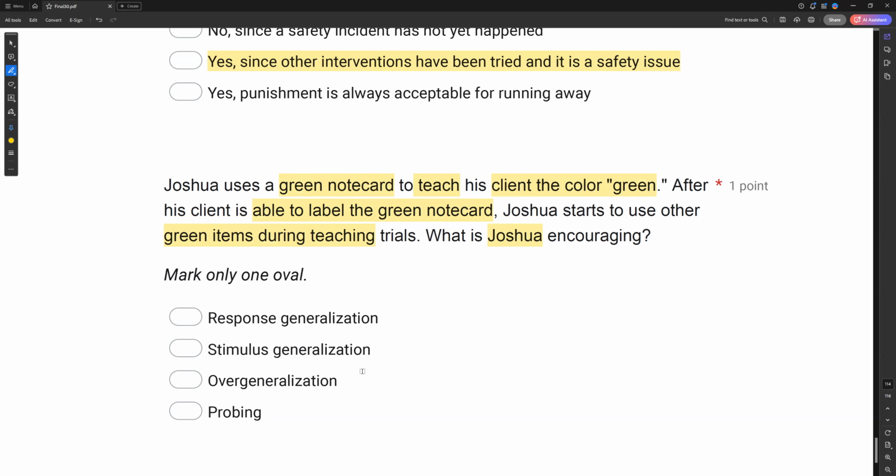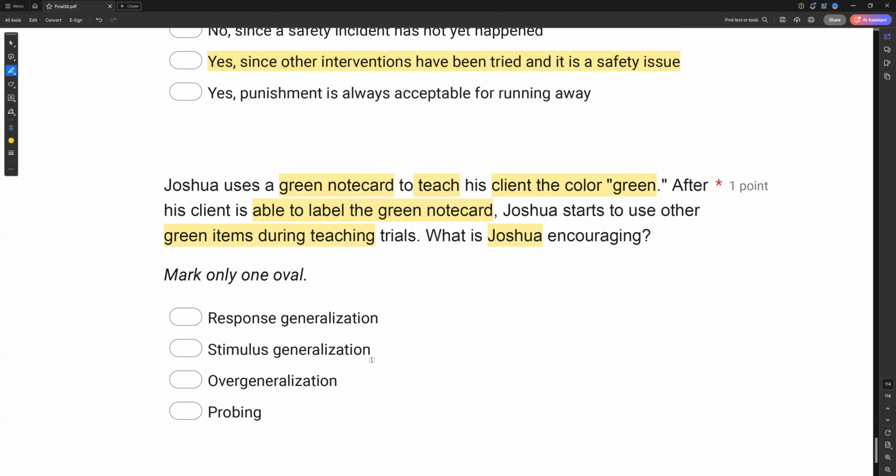Joshua is not encouraging overgeneralization. Joshua shouldn't encourage overgeneralization. With overgeneralization, the response is occurring in inappropriate situations or at the wrong time or too much. That's not what is happening here. Joshua is teaching green, and now he's using other items. He's trying to get his client to generalize green across these different stimuli.